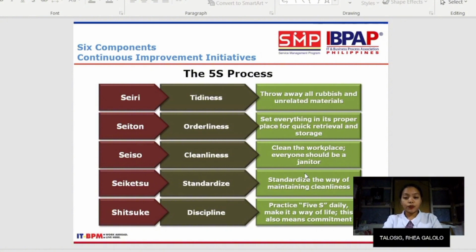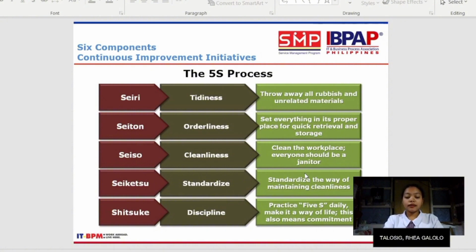For example, a tool hasn't been used recently, but someone thinks it might be needed in the future. If the item hasn't been used, it's time to remove it from the workplace. The second process is Seiton, in English, set in order. Seiton, orderliness. Set everything in its proper place for quick retrieval and storage.